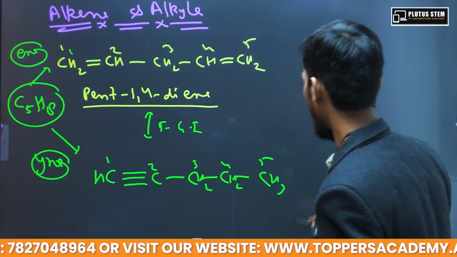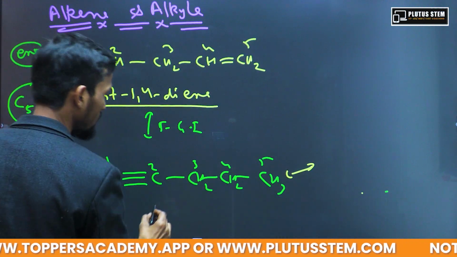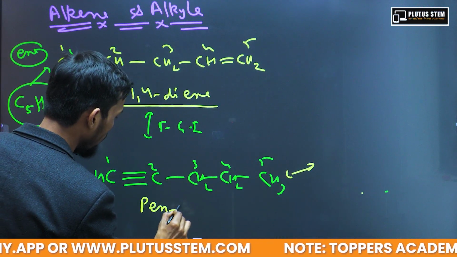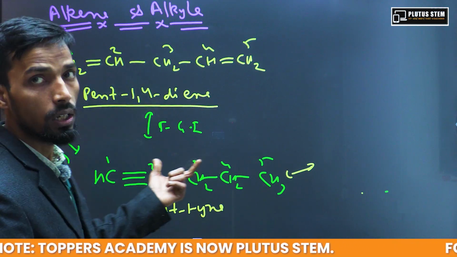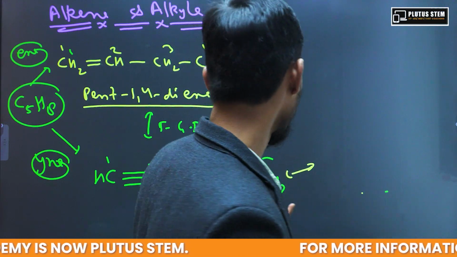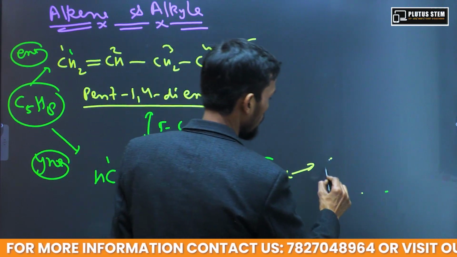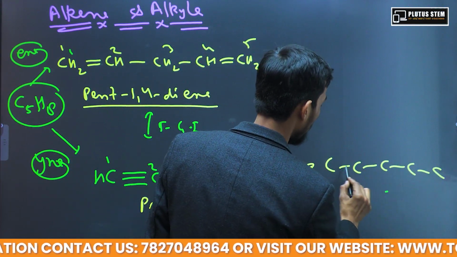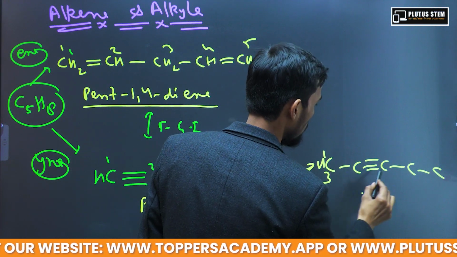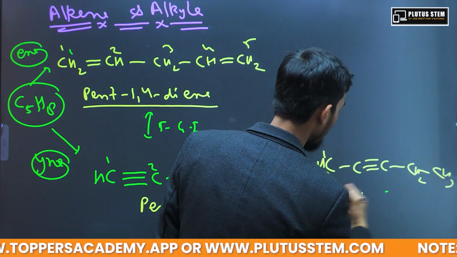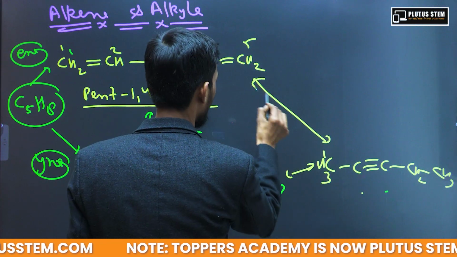One more thing you can see over here or visualize is that this is a position 1. The name of this compound is pent-1-yne. So can we draw the same position isomers, which we have discussed in the previous class, of this compound? Then we can see over here 1, 2, 3, 4, 5. So this is also a functional group isomer for this compound.